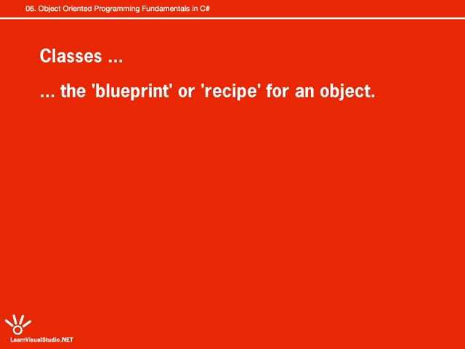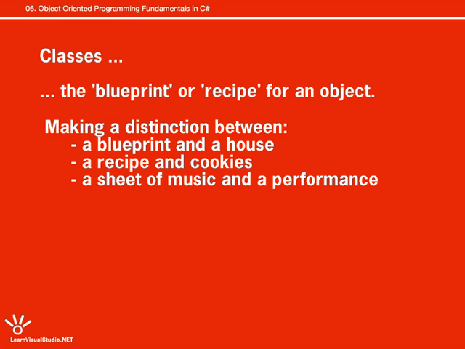In each of these cases, there's a distinction to be made. The blueprint is not a house. The recipe is not a cookie, and the sheet music is not a performance. They define how each of these should be performed or built, but it's not the same thing. You can create several houses from the same blueprint, and each of the houses is an instance of the blueprint. The color of the brick, the walls, the carpet might be different, but they're essentially the same house.